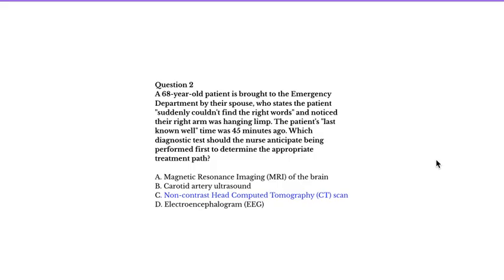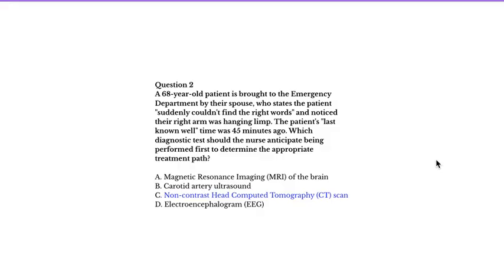And so based on the stem, you know that the patient is having a stroke, right? We don't know whether it's an ischemic stroke versus a hemorrhagic stroke. And how do you determine that? By getting a CT scan. So why is CT scan important? Because if you look at the stem, it says the last known well time for this patient is 45 minutes ago.